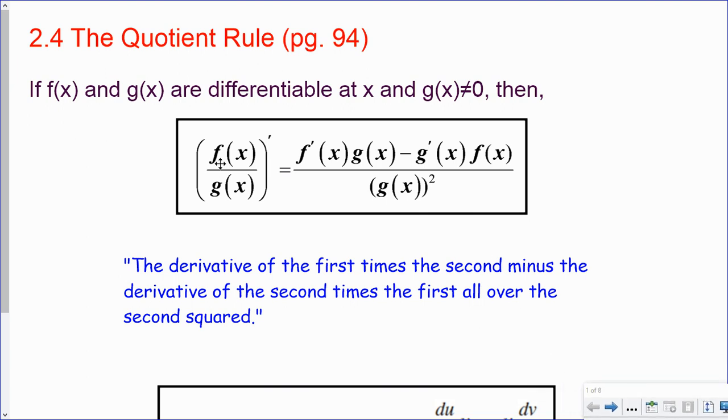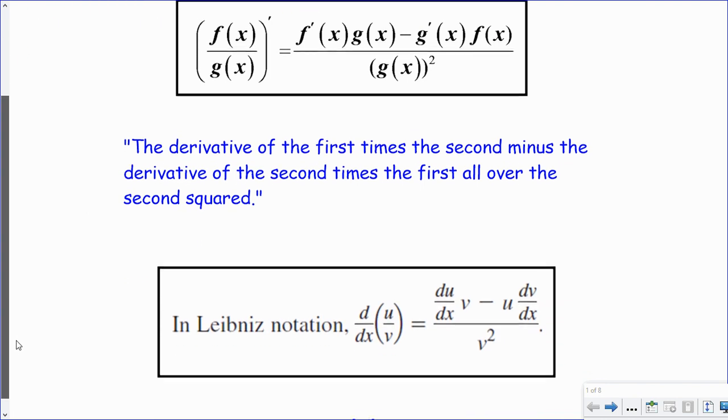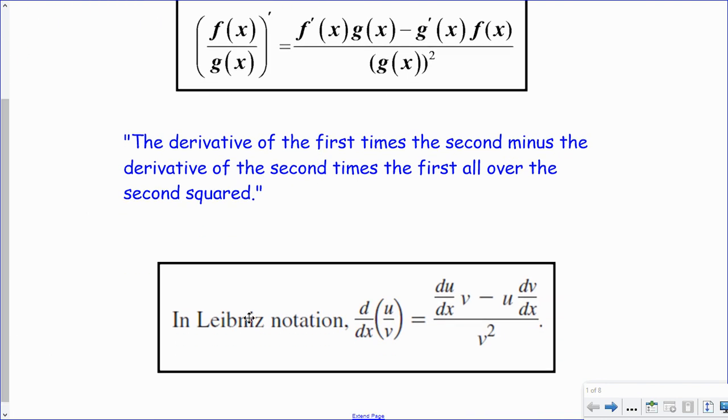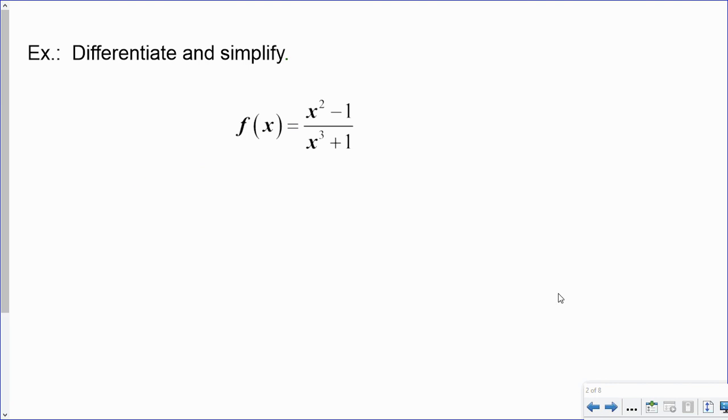Okay, so when given a function that appears to be a quotient, we can take the derivative of it by taking the derivative of the first function multiplied by the second function, subtract this time the derivative of the second function multiplied by the first function, all divided by the second function squared. Okay, that's our rule. This is the way it looks in Leibniz notation, right? So the derivative of u over v is the derivative of u times v, take away u times the derivative of v, all over v squared. Okay, let's work through an example here.